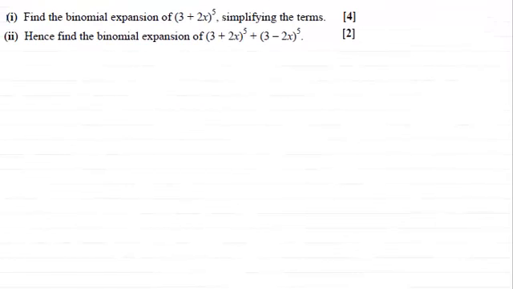Hi there. Now in this question we're asked to find the binomial expansion of (3 + 2x)^5, simplifying the terms. And then in the next part, hence find the binomial expansion of (3 + 2x)^5 + (3 - 2x)^5.